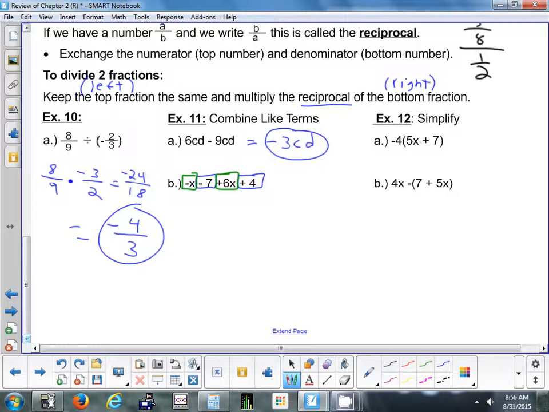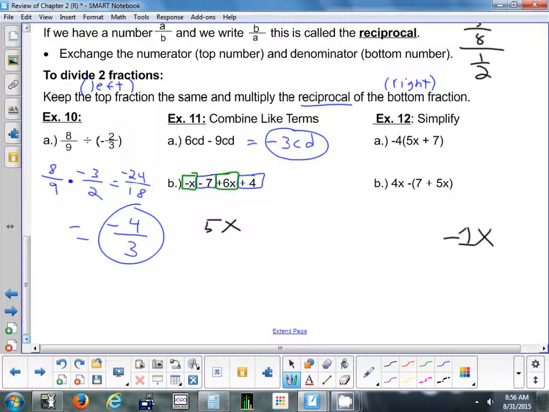Okay, how about Ryan? What do I get when I combine negative x with positive 6x? 5x. Perfect. Some people like to put a 1 in front, so if you see something like this, some people throw a 1 in front, and that's perfectly fine. But you got it right away without it, so 5x. And the last part, negative 7 plus 4.